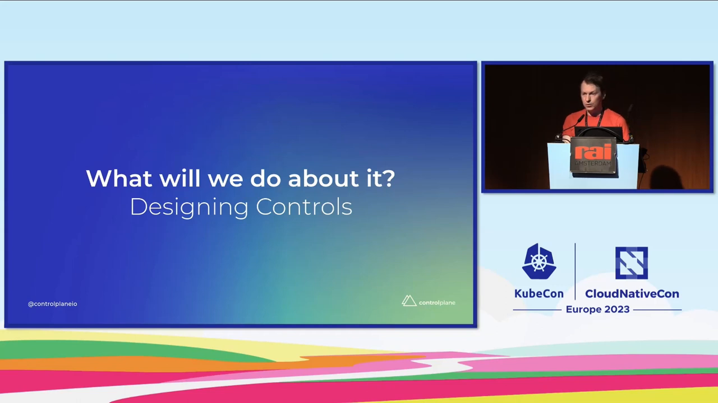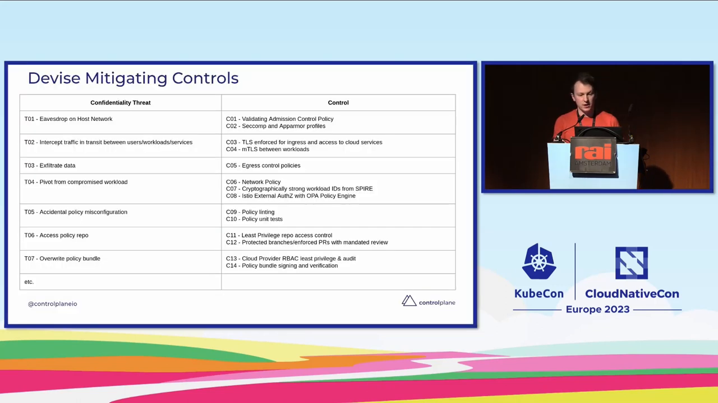So what will we do about it? Now it's time to design our controls. We'll take a simple table-based approach like we did before. We're going to write our more detailed confidentiality threats on the left now, and write our more detailed controls on the right. Again, let's not go through this line by line because you can see this in our repo and in our PDF. We're going to just focus on that one walk through the attack tree that we did before.